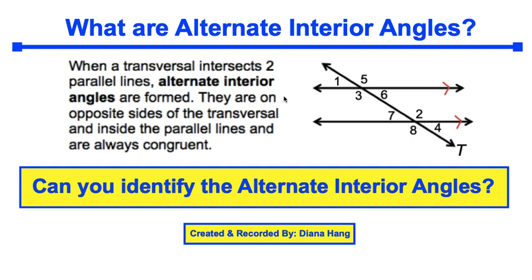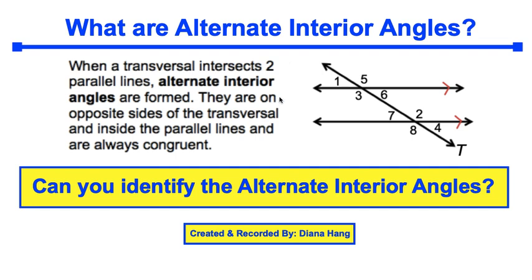They are on opposite sides of the transversal and inside the parallel lines. And also, they are congruent. So in a previous tutorial, I already explained the difference between interior versus exterior angles. So I hope you're able to at least identify which of the 8 angles are interior angles. You just have to figure out now which ones are alternate.